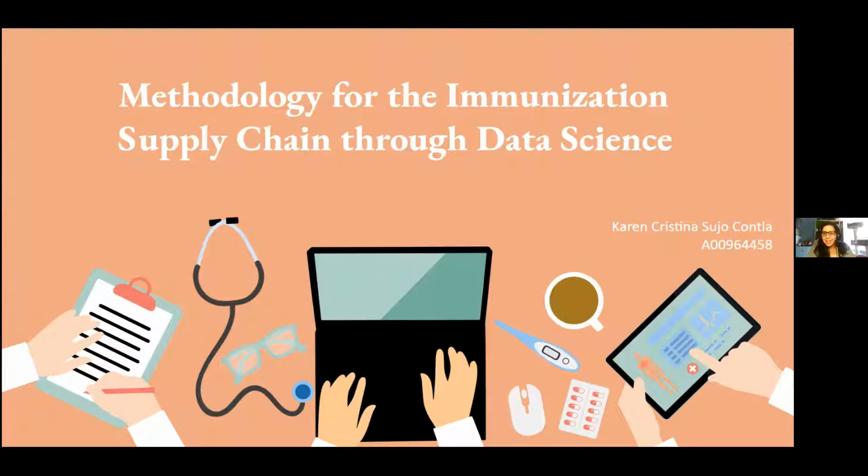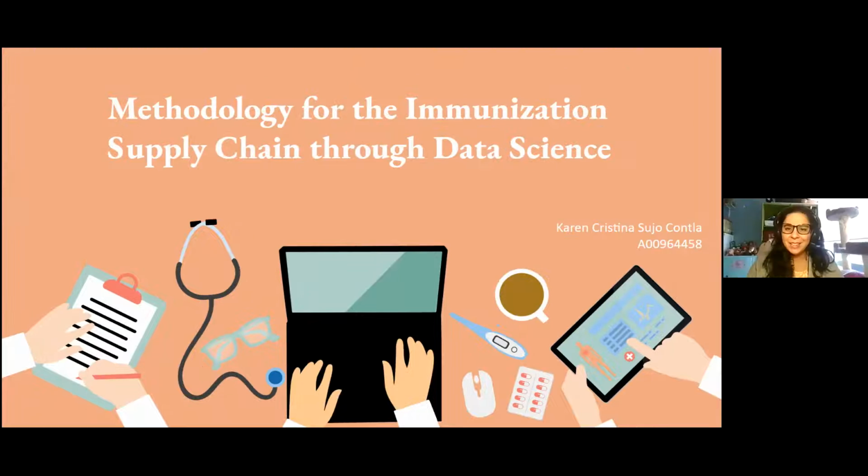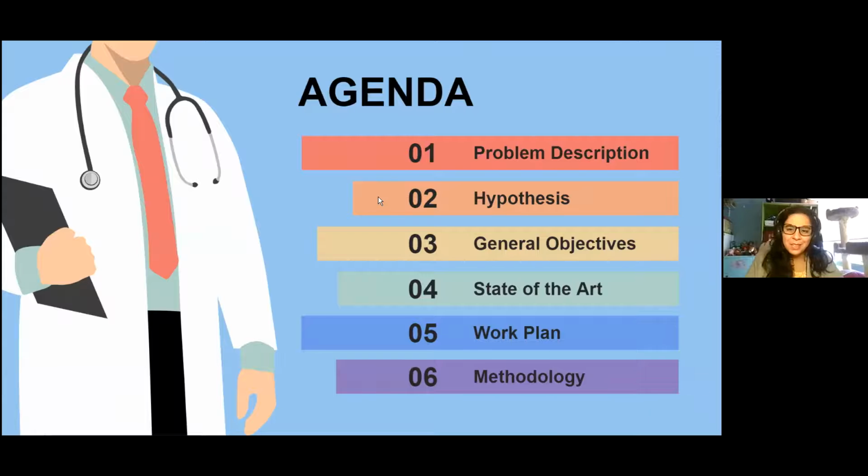Okay, hello everyone. So I'm Karen, I'm a 3rd semester student, and today I'm going to discuss the immunization supply chain. My agenda for today is to describe the current problem and how I got to where I'm at. The second part would be presenting my current hypothesis, the general objective, state of the art, and my work plan and methodology.